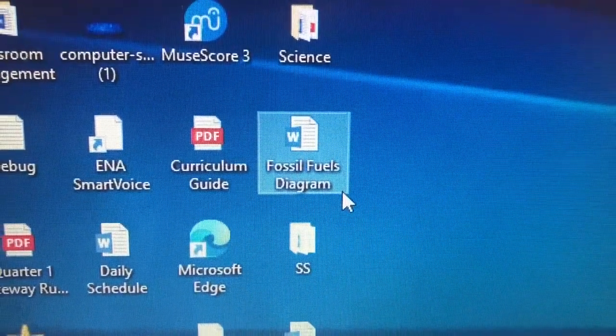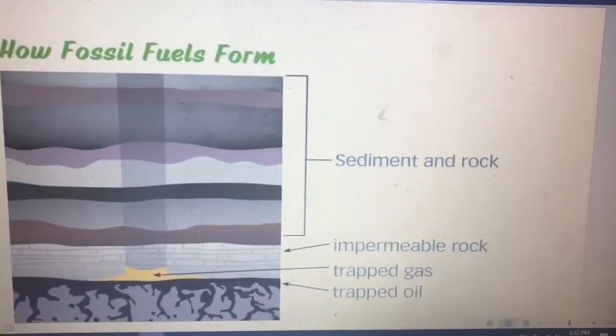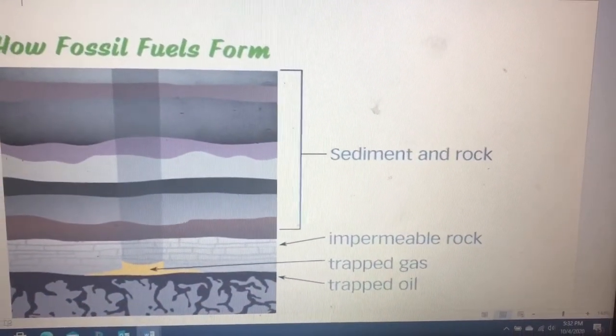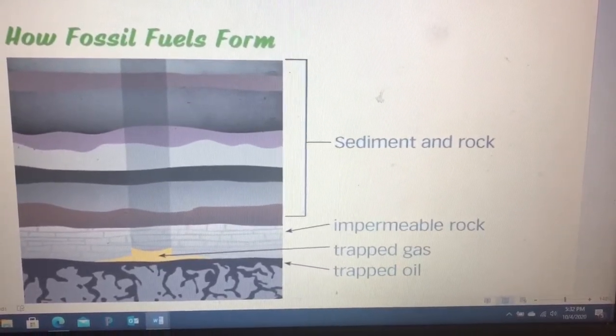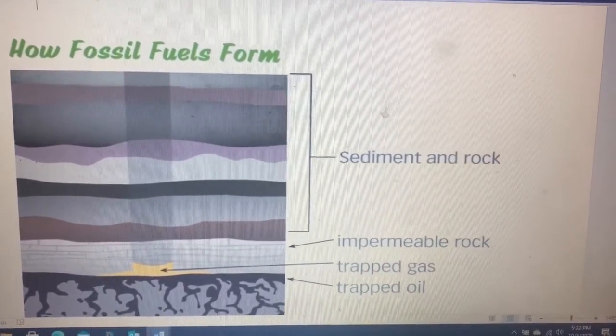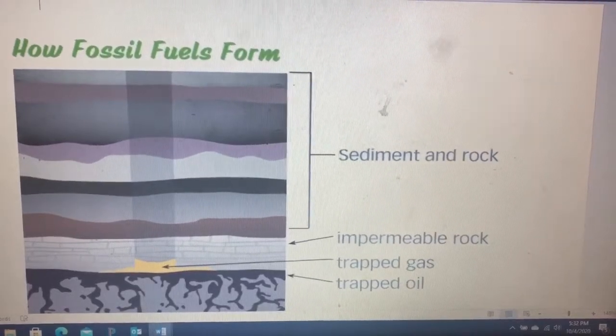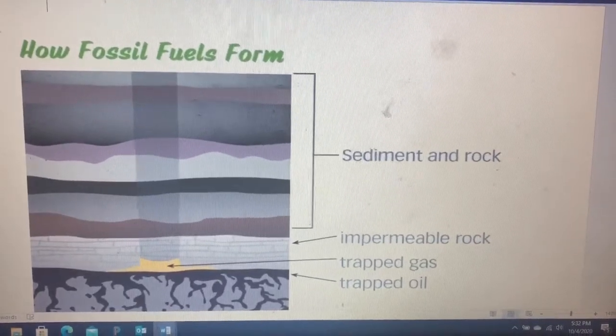To get us thinking, I want you to open a document that is titled Fossil Fuels Diagram. Let me show you what it looks like. So open this document, okay? It's not really a photo, it's a diagram. Where you see that it says trapped gas and trapped oil, both of those two things are fossil fuels, okay? You see it? Trapped gas, trapped oil, and all of that is way, way deep in the earth.